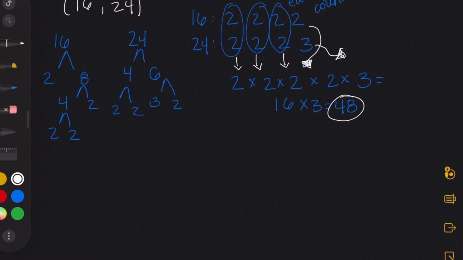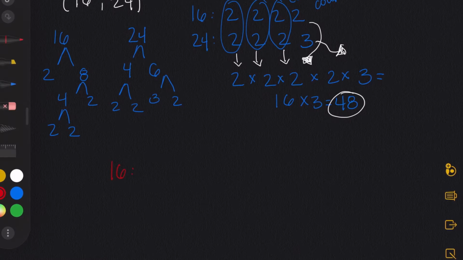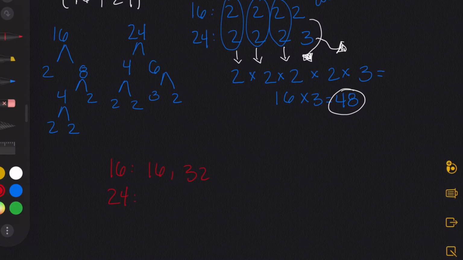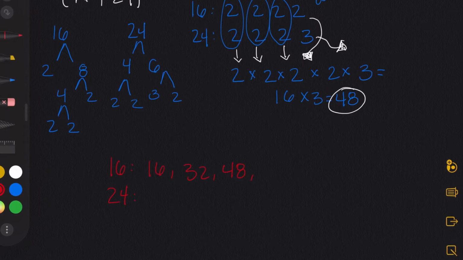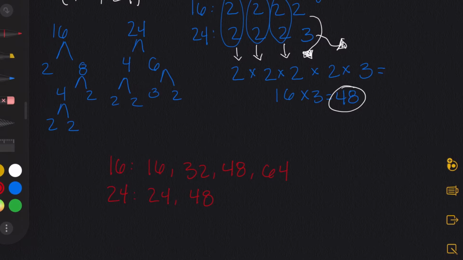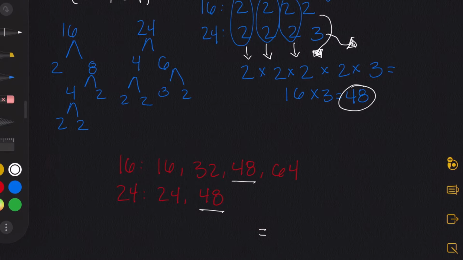This is our LCM. Another way to do this problem would be to write out the multiples of 16 and 24. After writing them out, we would see which one is the least common multiple, and here we got 48 again.